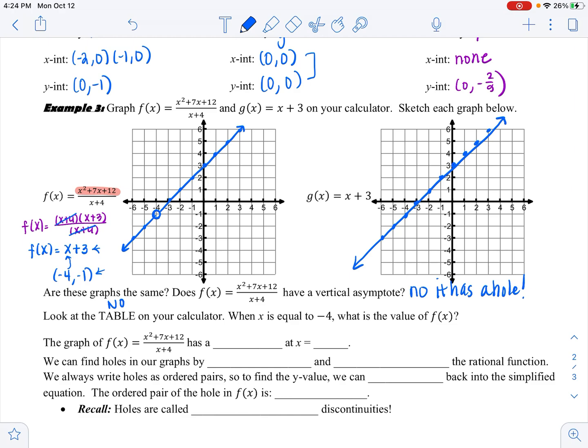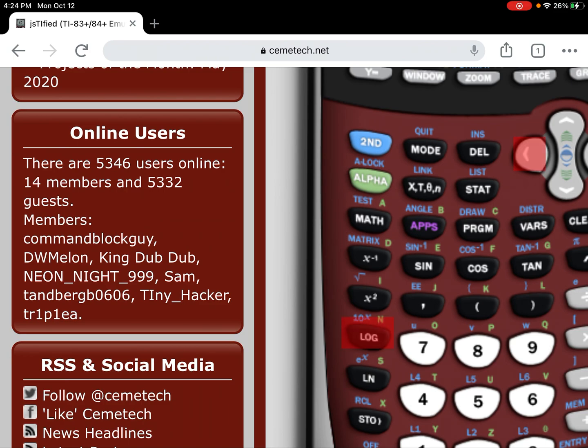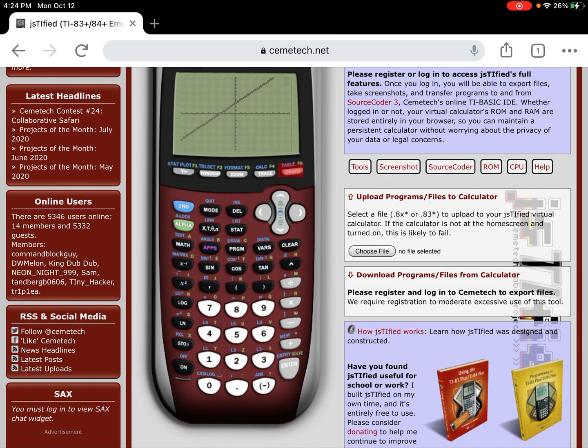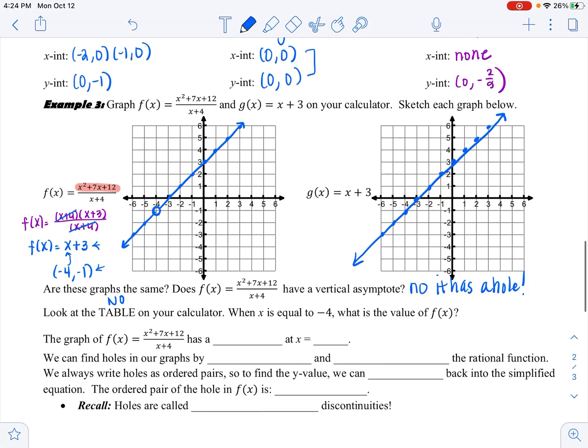So it says, look at the table on your calculator when x is equal to negative 4. What is the value of f of x? So if you look at the table, let's go back to there. Second table. I'm looking for when x is negative 4. So I get an error, okay? But if you look in y2, it says it's negative 1 there, okay? So it says that there's an error, okay? What does that mean? It means that there's a hole at x equals negative 4.